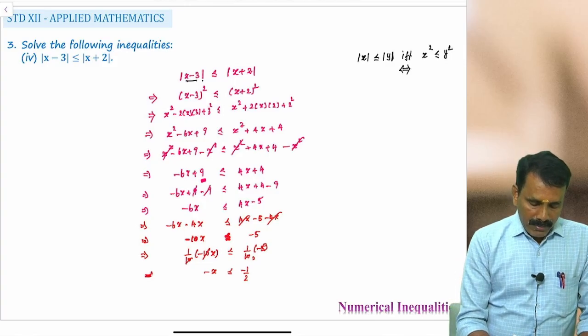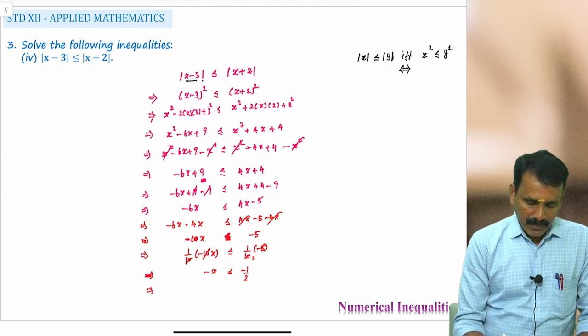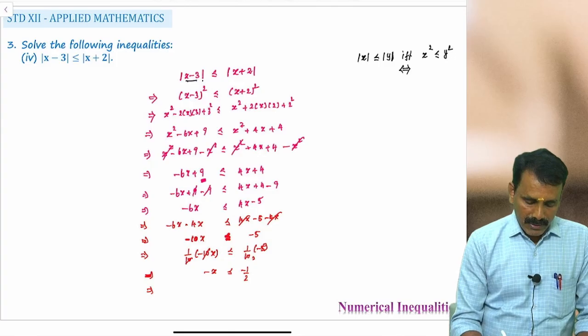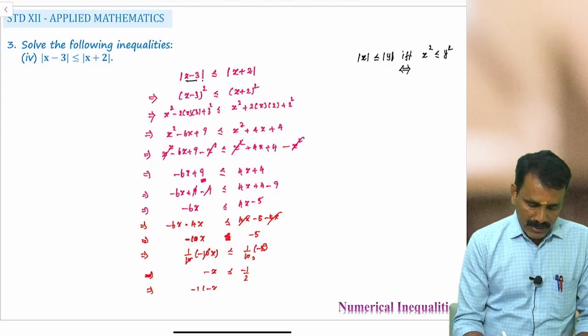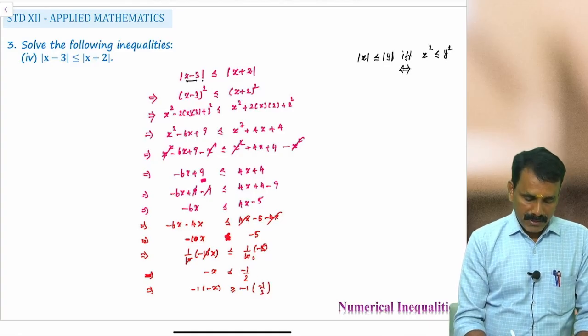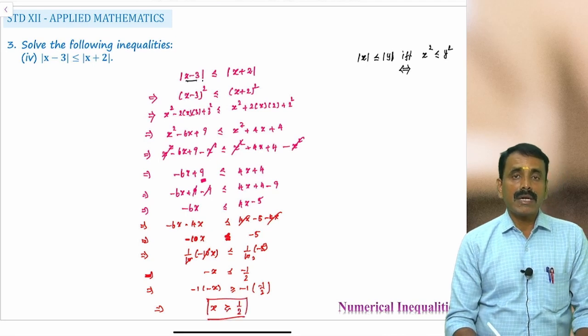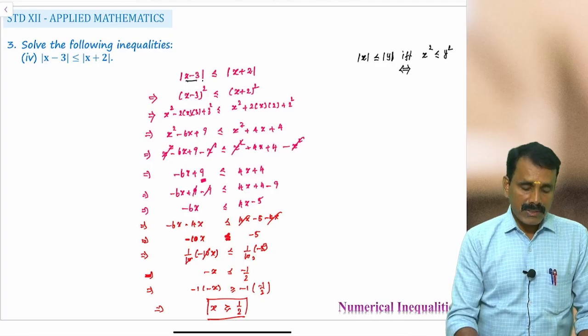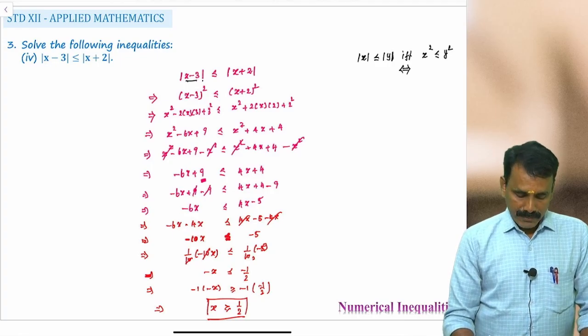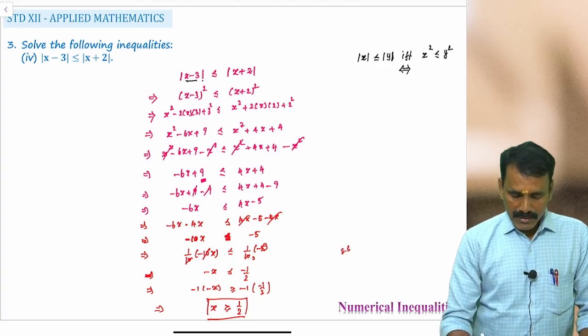Now we have to multiply by minus 1. Whenever we multiply by minus 1, the inequality gets reversed. So minus 1 into minus x will be greater than or equal to minus 1 into minus 1 by 2. Minus minus is plus. So this is x greater than or equal to 1 by 2. So this is the solution set. Any number which is greater than or equal to 1 by 2 will be a solution for this inequality. So the solution set will be written as closed interval 1 by 2 to infinity.